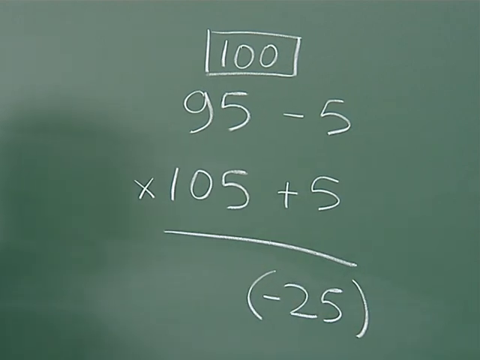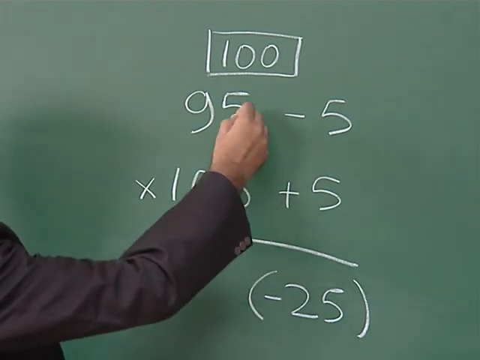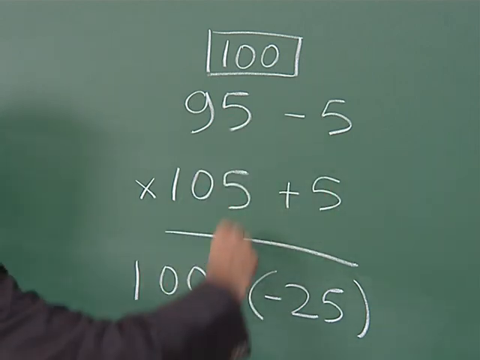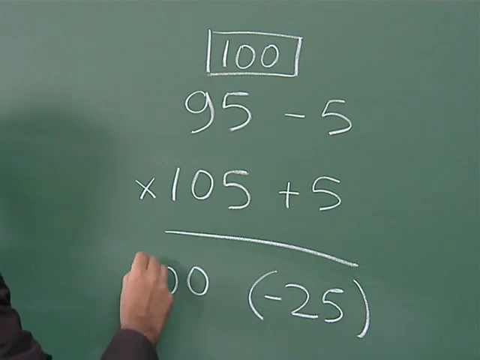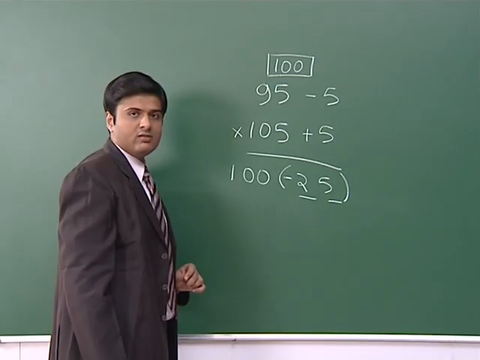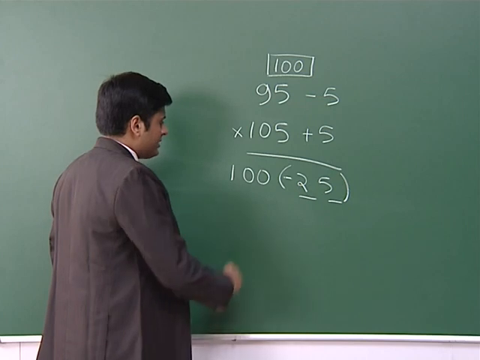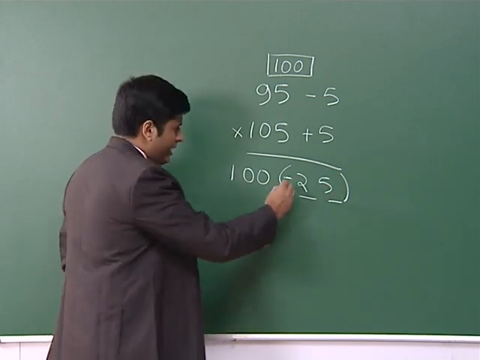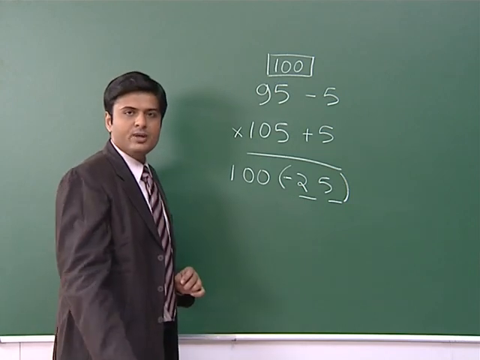And then we take the cross answer. Either we can take 95 plus 5 as 100, or we can take 105 minus 5 as 100. Either case our answer will be the same. Here my answer is 100 and negative 25. Now negative 25 is not permitted in between.